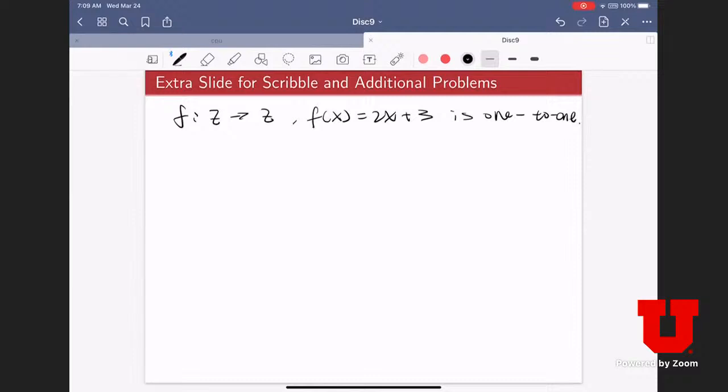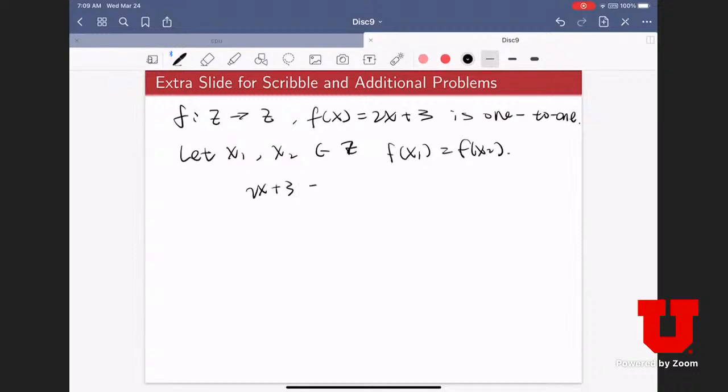All right, so if you want to show that a function is one-to-one, we're always going to start with: let's say there exist x1 and x2 that are in the domain, where we assume f(x1) equals f(x2), and then we want to show that x1 equals x2. That's the general strategy you want to use to prove one-to-one.